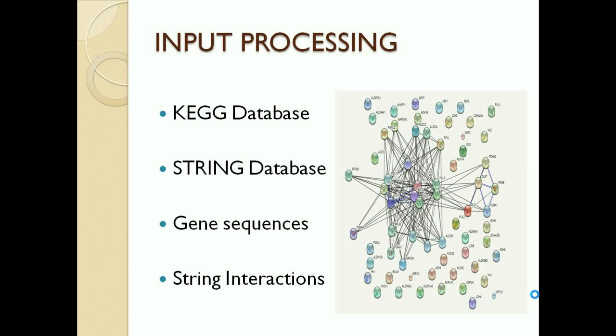So we obtain pathway and gene sequence information from the KEGG database, which is input to the STRING database, and the STRING database forms a network from those interactions. This is the input we give to our project for further analysis.